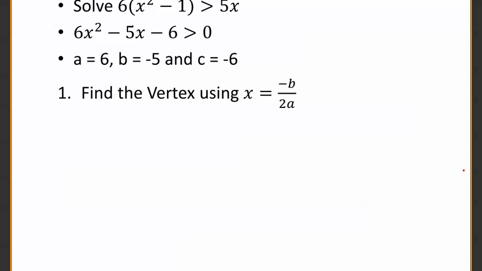All right, so go back through the same steps. Identify your A, B, and C. Plug them in to find your vertex. Find your x-coordinate of your vertex. So that gives us 5/12, sorry about that. Then we're going to take that 5/12, plug it back in to find the y-coordinates of the vertex.